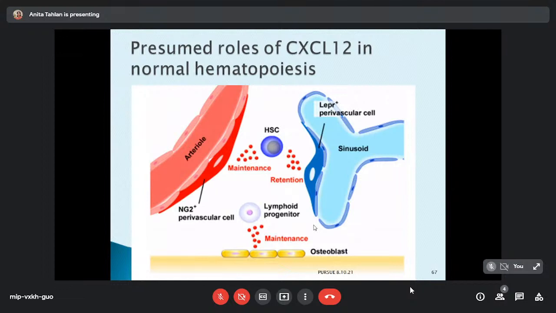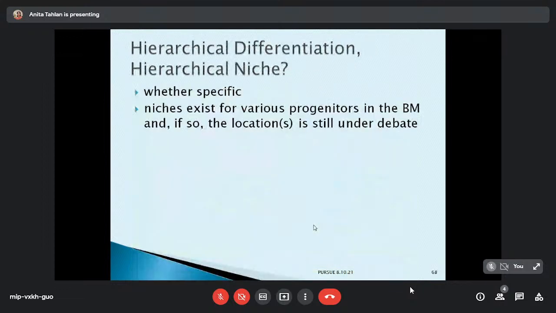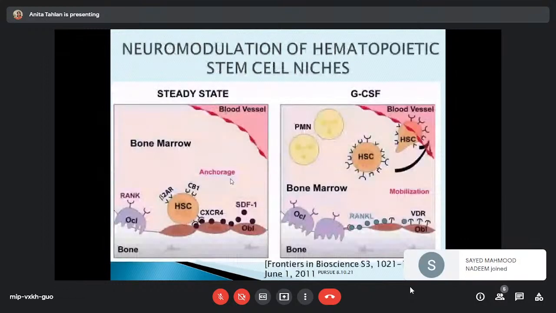There are other niches also which are well studied. So are all these niches the same, or is there a hierarchical differentiation, a niche which is first, which is second, and are they specific? So this hematopoietic retention in the bone marrow and mobilization to the circulation is regulated by a joint action of chemokine, hormone, neurotransmitter, and osteoblastic interactions. So it's very dynamic, and probably these niches have different roles, but it is not very clear at present.